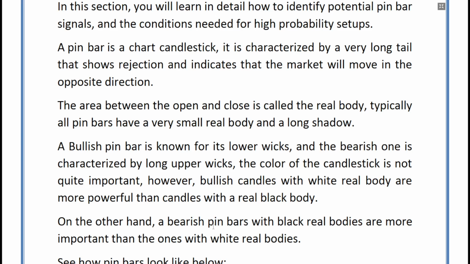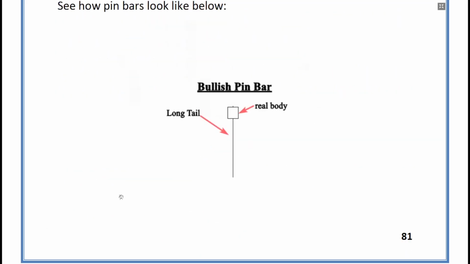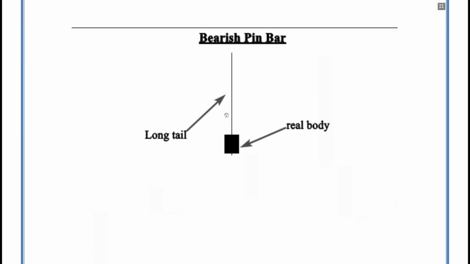On the other hand, bearish pin bars with black real bodies are more important than the ones with white real bodies. We'll see this in an example. As you can see now, this is an example of a bullish pin bar. You have a very long tail and a small real body. And a bearish pin bar, you have a small real body with a very long tail.